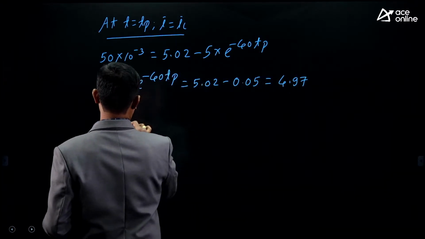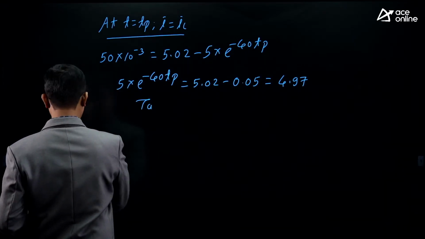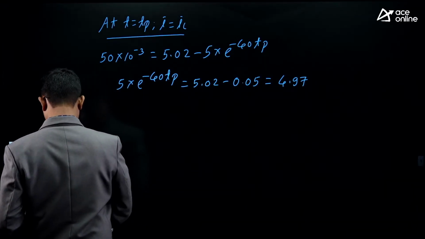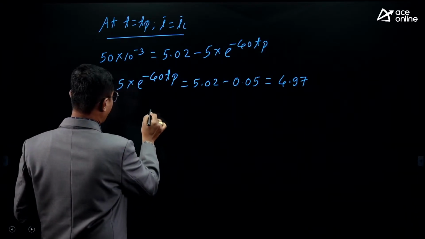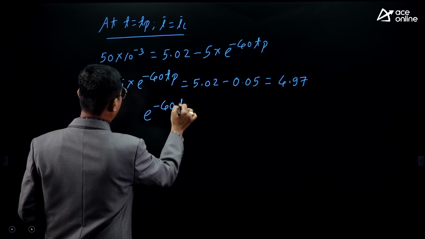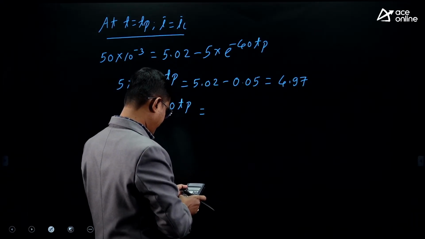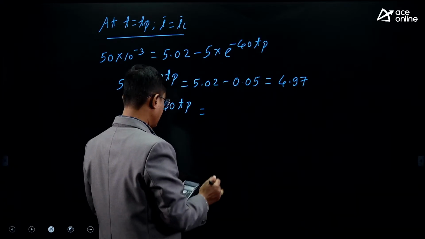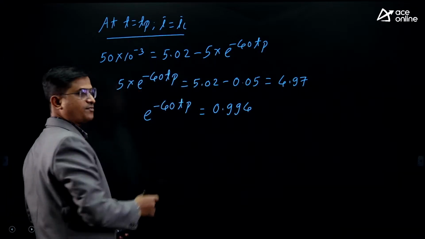So therefore, taking natural log on both sides, let me first shift this. If I shift this 5 to the right-hand side, we will get e to the power minus 40 Tp is equal to 4.97 divided by 5. It is 0.994. Now how to simplify this?